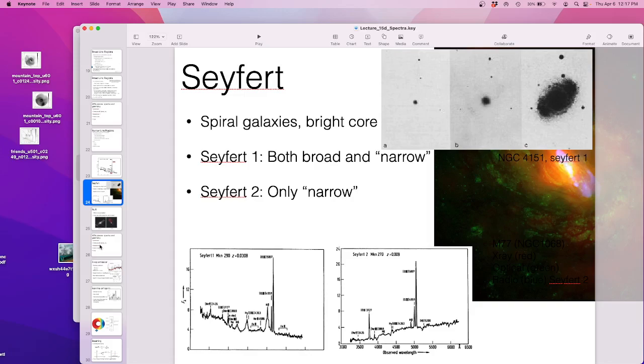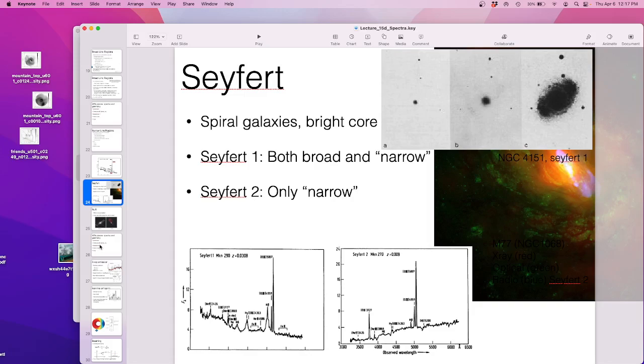So this is where this two family picture, or two parameter family, comes from. This is what the object looks like. This is where the broad line region is, and this is where the narrow line region is. It's right here. So if I'm sitting over here, my line of sight is blocked by this stuff. So I can't really see the broad lines, but I can see the narrow lines. Does that make sense? So that's the big difference.